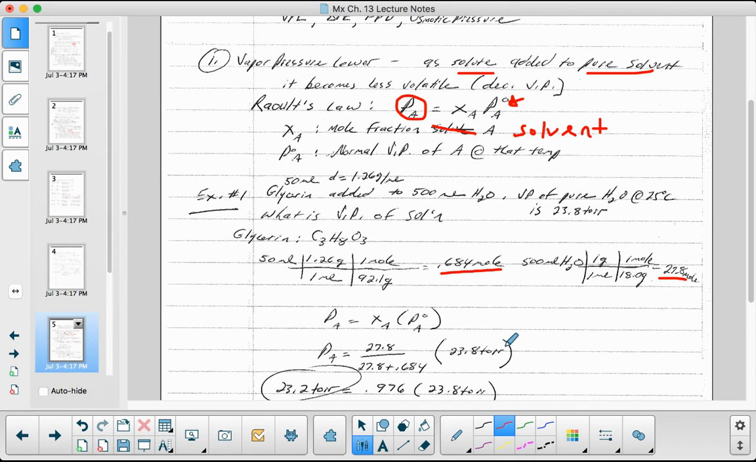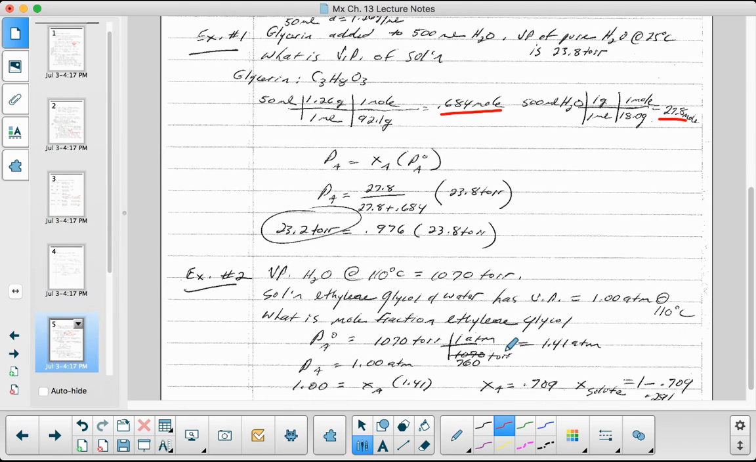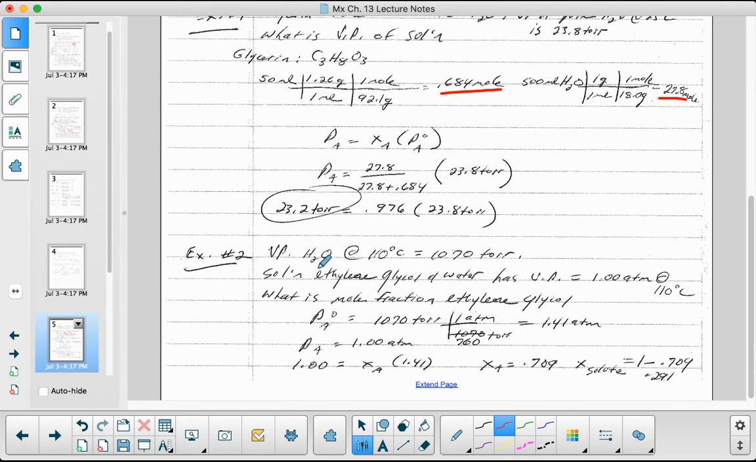Okay, so that's my first example. So then my second example, if I have the vapor pressure of water at 110 degrees to be 1070 torr, a solution of ethylene glycol and water has a vapor pressure equal to 1 atmosphere at this temperature. What's the mole fraction of ethylene glycol?